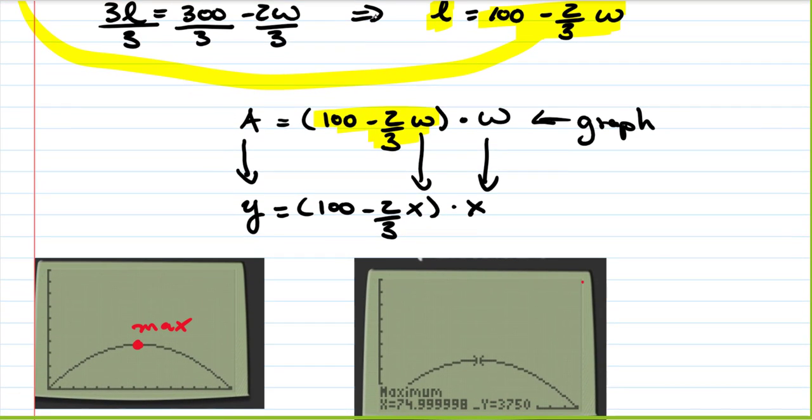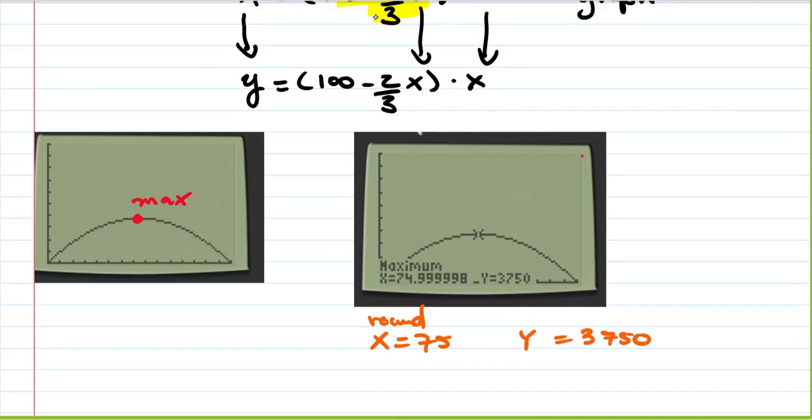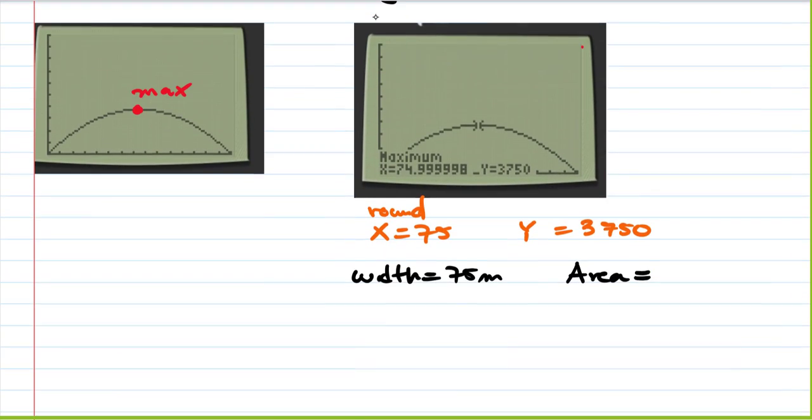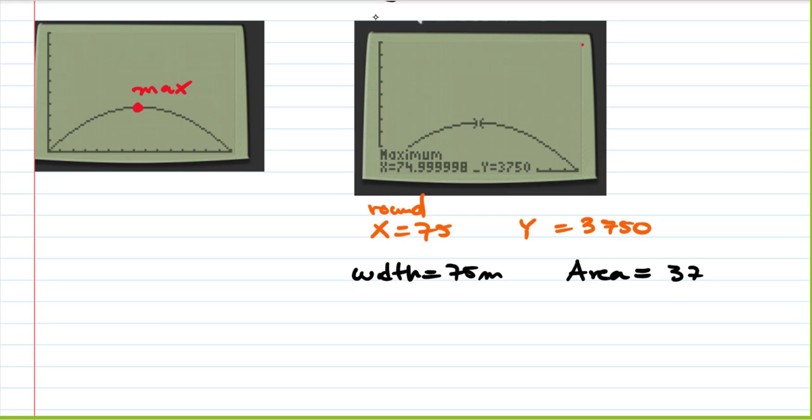x was our width, so that tells us that w, the width, is 75 meters, and that y was our area. Remember, that was A. So the area is going to be 3,750 square meters.